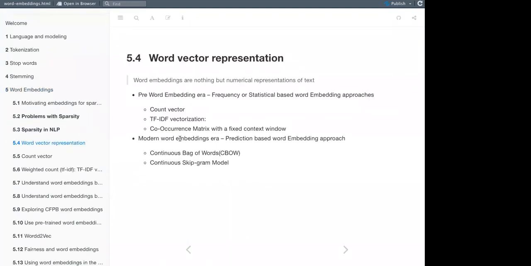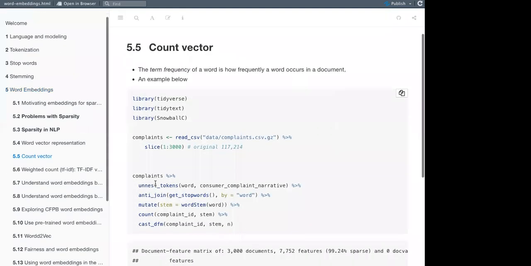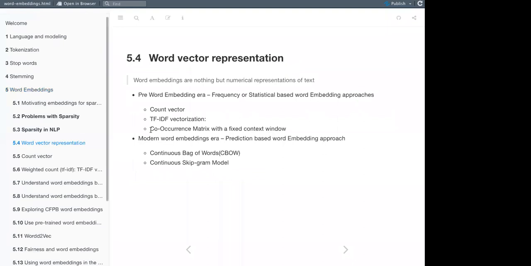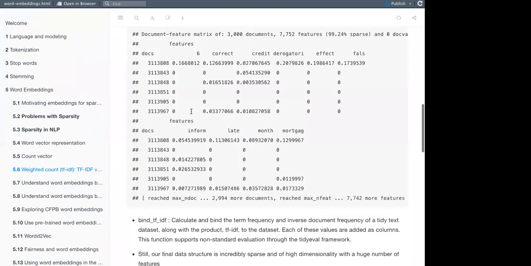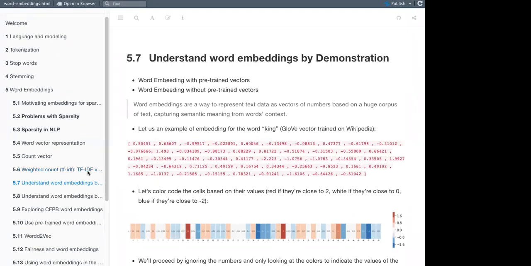So let's recap basically. We said this is a word embedding chapter, and we said there was a pre-word embedding era where we have count vector, TF-IDF, and co-occurrence, and a modern word embedding era where we use skip-gram and CBOW. And we have seen the disadvantage of these methods: they create a sparse matrix. Here we can see this is a kind of sparse matrix. But the next thing that we'll continue with is what you call word embedding, which we will continue today.